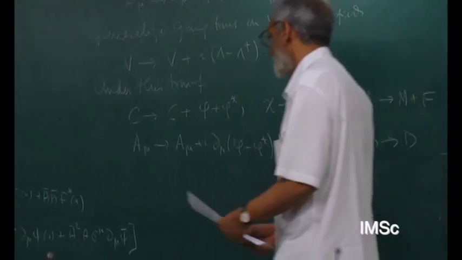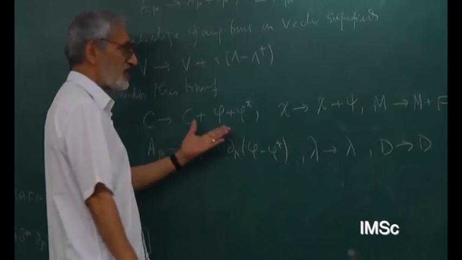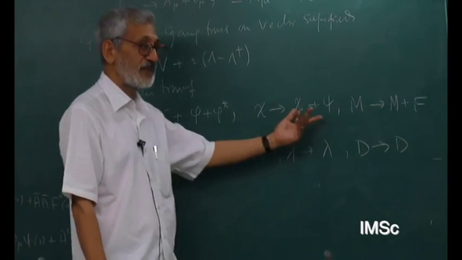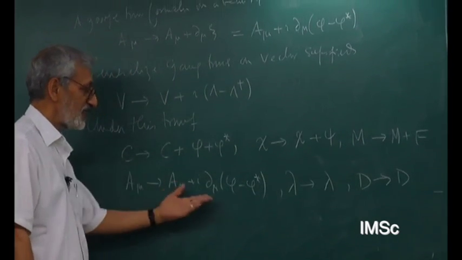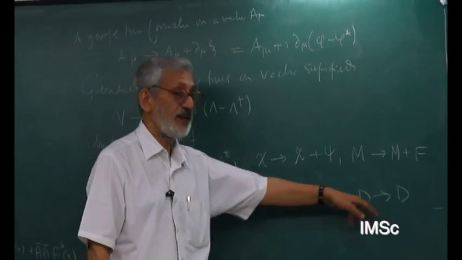Now under supersymmetry transformations, under gauge transformations, C changes in this way, chi changes in this way, M changes in this way, A changes in this way, lambda and D don't change.